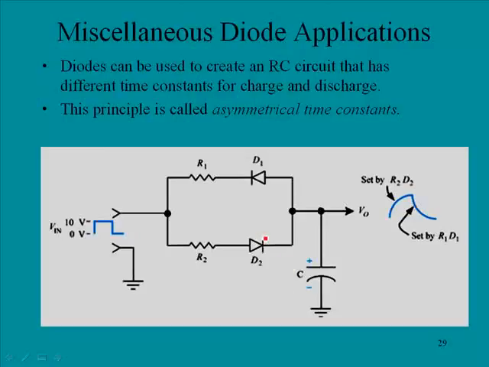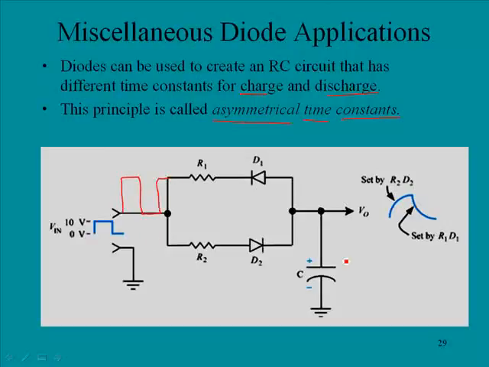Okay, here we have diodes that can be used to create an RC circuit that has different time constants for charge and discharge time. So here we have diodes that are used to establish one time constant for charging and another time constant for discharging. And by doing this, we could create kind of an odd wave shape. This principle is called asymmetrical time constants. And so how would this work? Here we have an input. Notice the input comes in at 10 volts and then down to 0, and then 10 volts down to 0.